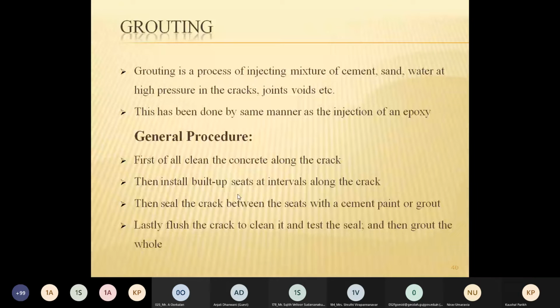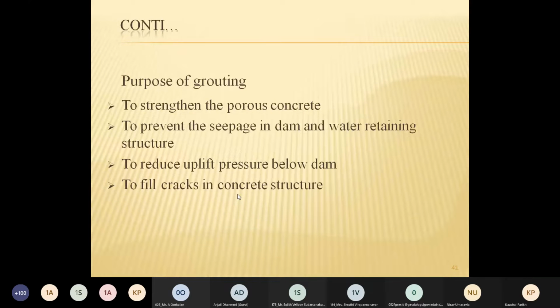First of all, they clean the concrete along the crack, then install built-up seats at intervals along the crack, seal the crack between the seats with a cement paint or grout, and lastly flush the crack to clean it, test the seal, and grout the hole, and finally inspect the crack at the last stage over a long time period. Now, the basic purpose of grouting is to strengthen porous concrete, to prevent seepage in dams and water structures, to reduce the uplift pressure below the dam, and to fill the cracks in concrete structures.